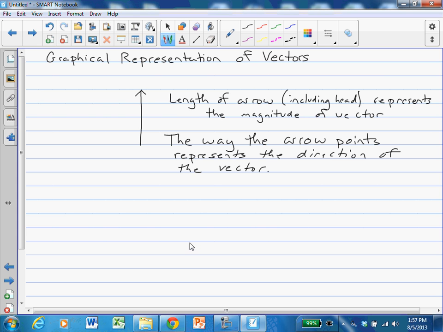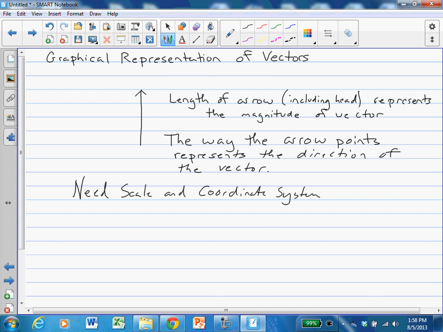To do this, we need a scale and coordinate system. Sometimes the coordinate system is as simple as plus minus in one direction, the positive way or the negative way. Sometimes we use north, south, east, west. Other times we use angles to represent direction.